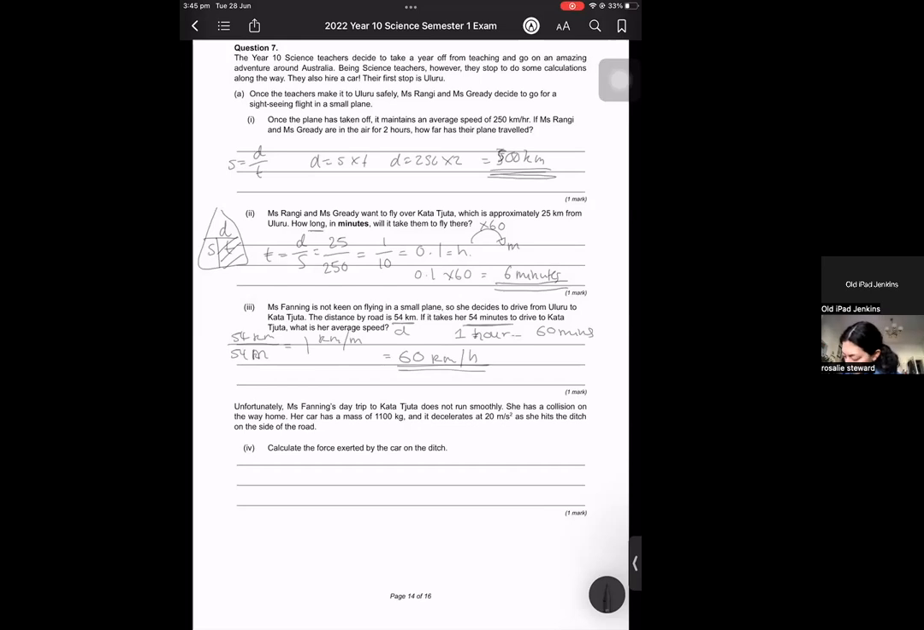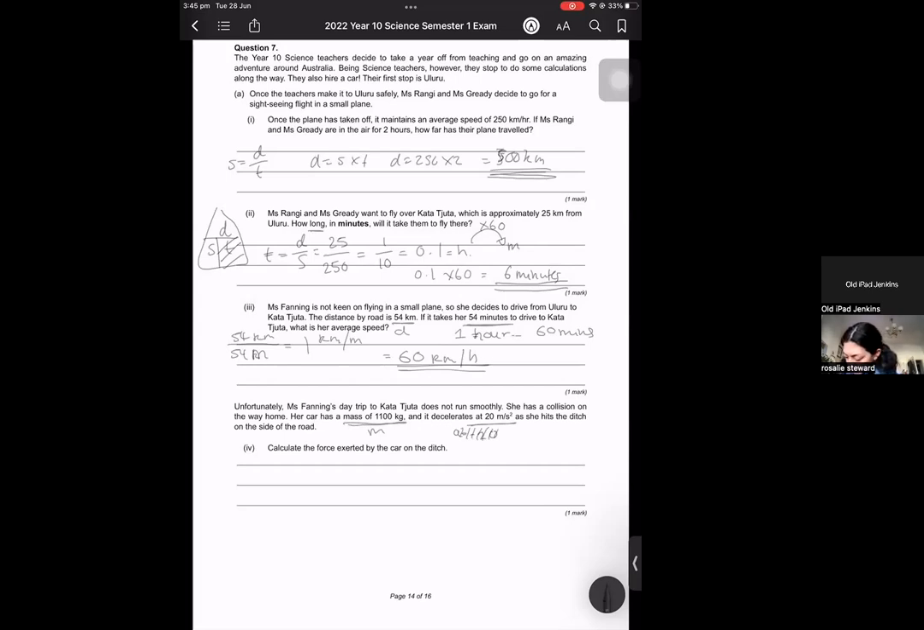Then we've got a force, mass, acceleration one. So here's the mass. Here's our deceleration. So deceleration is 20. Deceleration, negative. Calculate the force exerted by the car in the ditch. Okay, let me apologize. Let me take out the negative sign, because it's not going to be appropriate. We're not going to have negative force here.